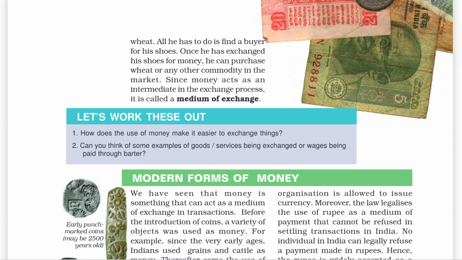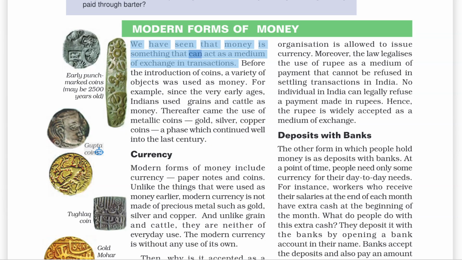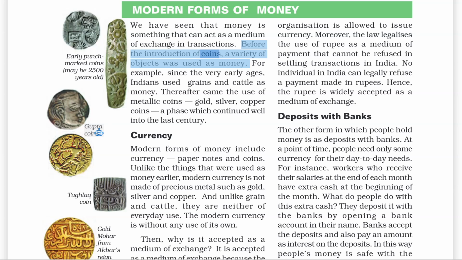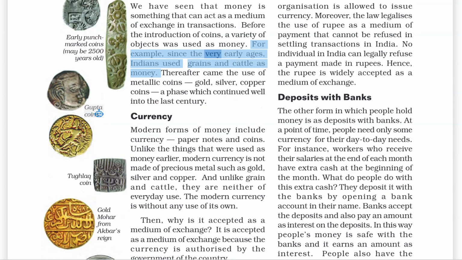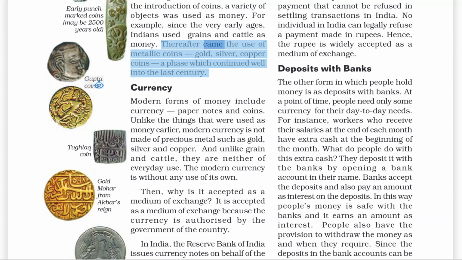We have seen that money is something that can act as a medium of exchange in transactions. Before the introduction of coins, a variety of objects was used as money. For example, since the very early ages, Indians used grains and cattle as money. Thereafter came the use of metallic coins, gold, silver, copper coins, a phase which continued well into the last century.